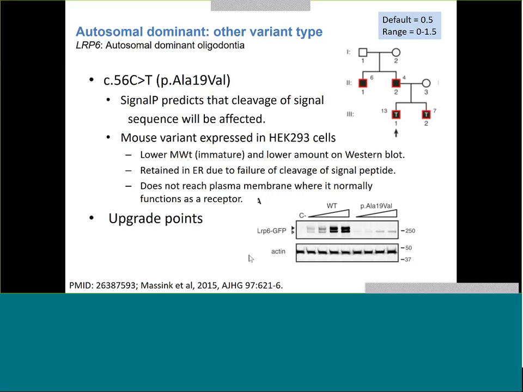Yeah, I completely agree with that. Is this pathogenic or not? But yeah, absolutely. Just looking at the weight of the evidence and giving it its fair scoring.